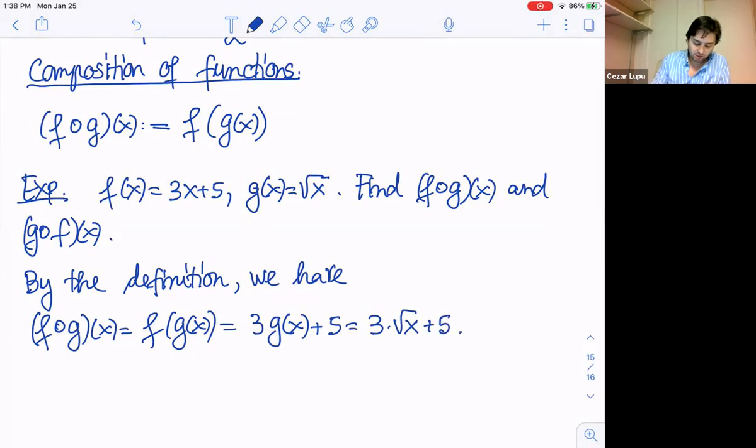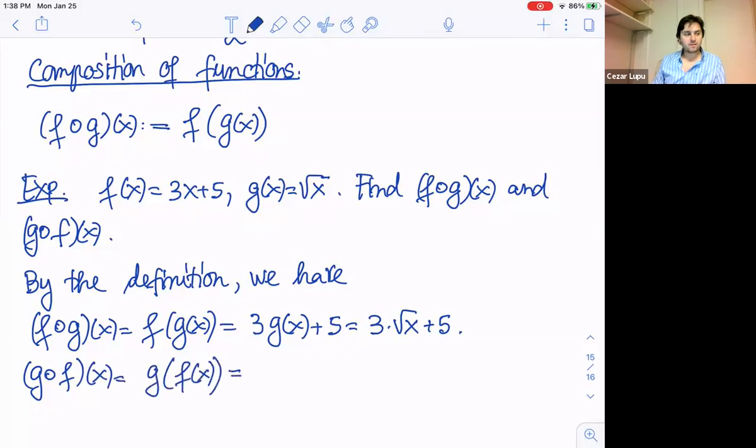Now, also g composed with f of x. So this would be g of f of x, which, I want you to look closely. Now I'll look at my function g, and then instead of x, I'll put f of x. So it will be the square root of f of x, and f of x is 3x plus 5. You see? Is it clear for everybody how to compute the composition of two functions?